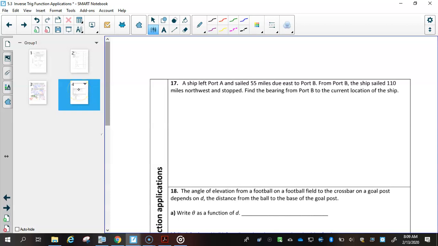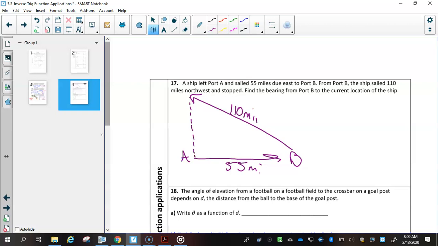Alright, for 17. What flavor? Nice, tasty. Black. For 17, we're going to start drawing this, and then we'll find it. So let's say this is port A. They're sailing east 55 miles to port B. From port B, they're sailing northwest 110 miles and stop. So these should kind of line up because these are supposed to be right triangles.